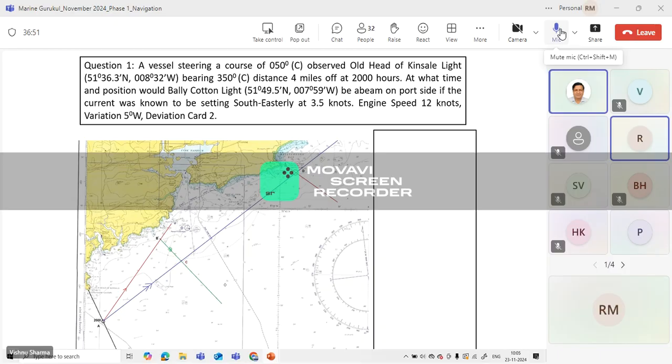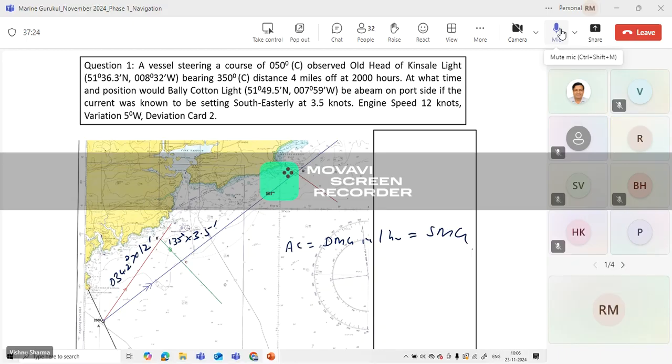No need. In the answer sheet you'll be making now, you don't have to do that. On the answer sheet you'll say AC is equal to DMG in 1 hour equal to SMG. Then it is clear the triangle is for 1 hour. If you won't mark it, no harm, right? You can say 135 degrees into 3.5 miles, and you can say 034.2 degrees into 12 miles. Then also it is clear that the triangle is for 1 hour, right?